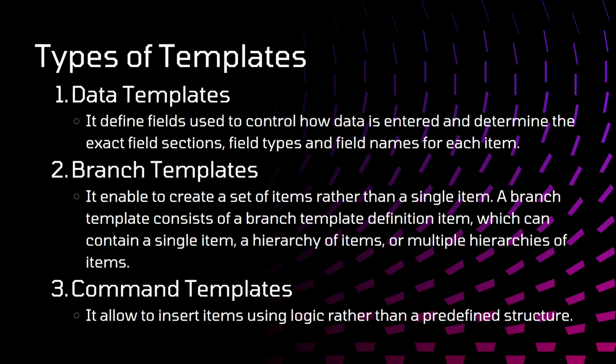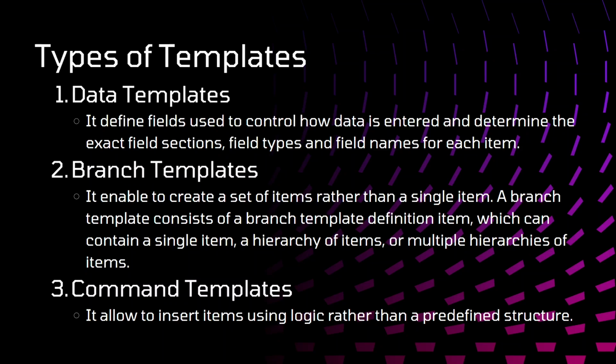Types of template: we have basically three types of template: data template, branch template and command template. A data template defines fields to control how data is entered and determines the exact field sections, field types and field names for each item. Generally most of the time you will be working with these data templates. We create a data template for that particular item, and accordingly we use branch templates.